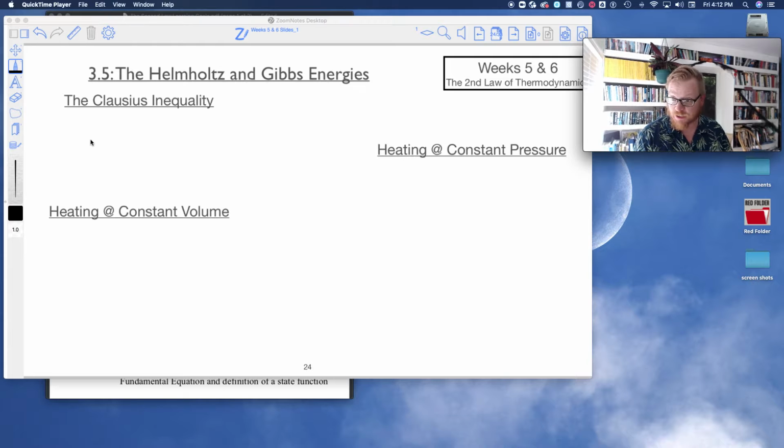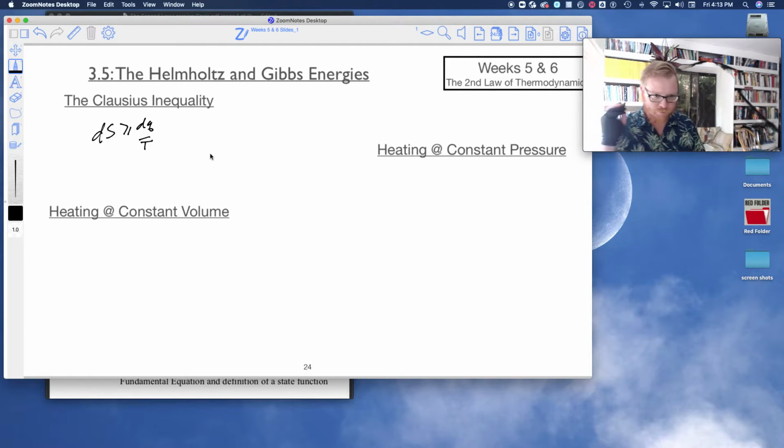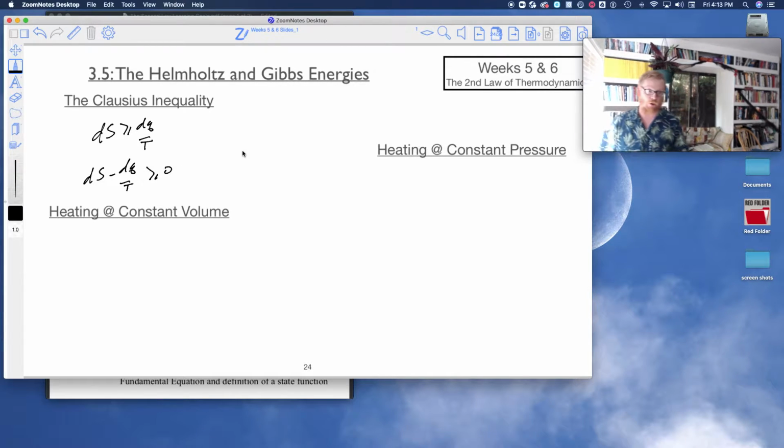And we start with the Clausius inequality, right? And I'll remind you that that is dS is greater than or equal to dq divided by T. I'm dropping all the reversible, irreversible. We're putting this together for general, for any case. Okay, this has to work, all right? And so rearranging this, we can say dS minus dq divided by T must be greater than or equal to 0.